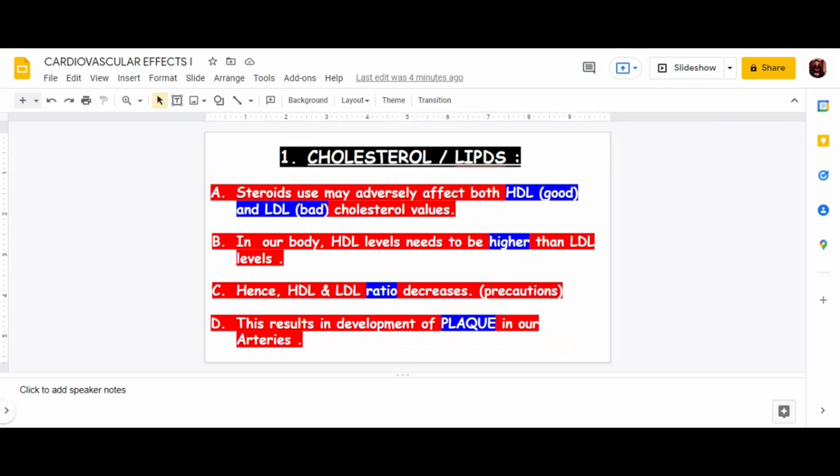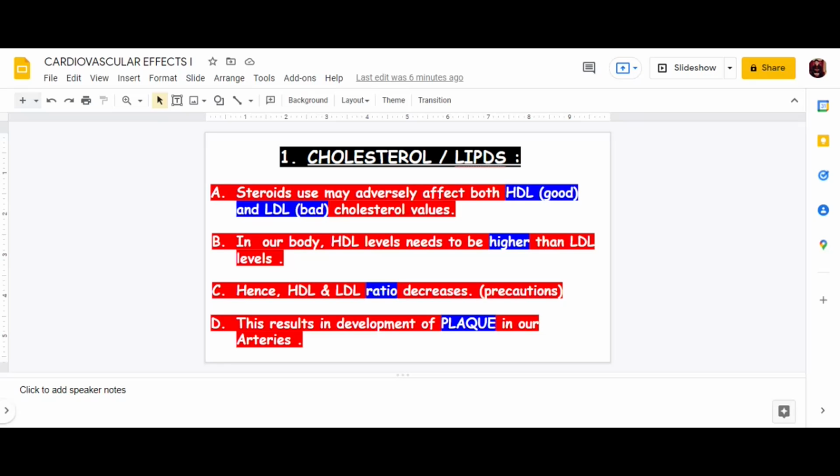So starting with cholesterol or lipid. Now we all know that in our body there are two types of cholesterol. The first one is the HDL and the second one is LDL. We all know that the level of HDL should be more than the level of LDL. But when we take anabolic steroids, it affects both our HDL and LDL, which means that it increases the level of LDL and it decreases the level of HDL. Hence, the HDL and LDL ratio decreases.